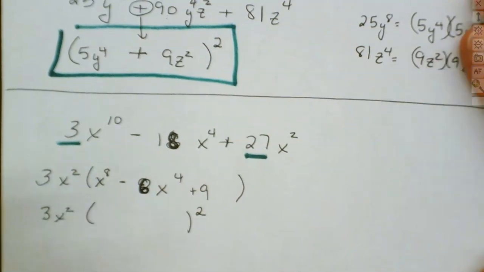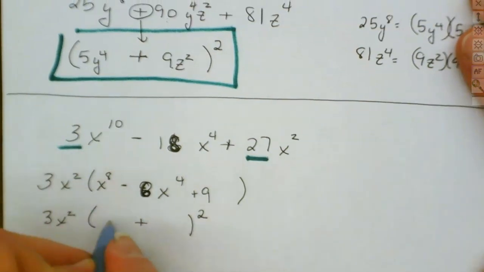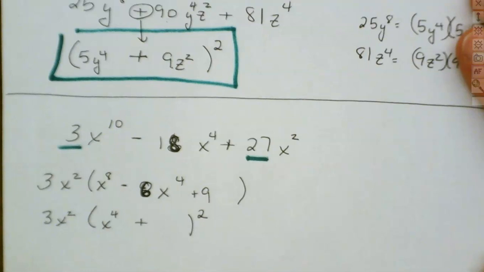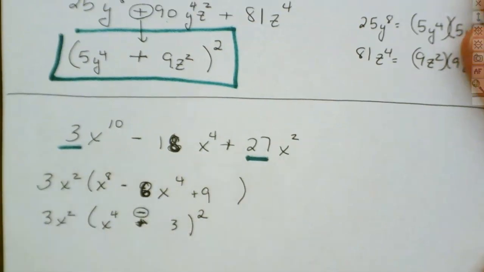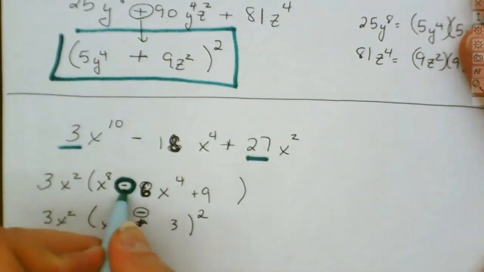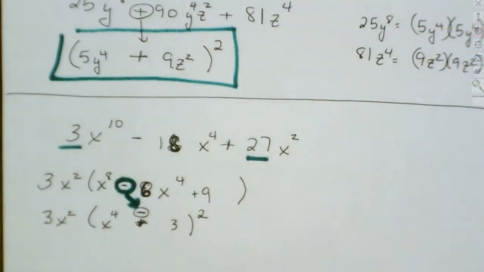X to the 8th is x to the fourth and x to the fourth. So that means an x to the fourth is here. 9 is a perfect square of what? 9 is a perfect square of 3. And this should be a negative in the middle. Why is it going to be a negative? Because the middle here was what? Negative. Now, how can you check?